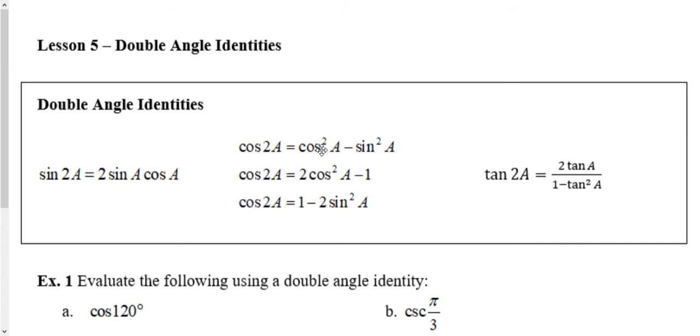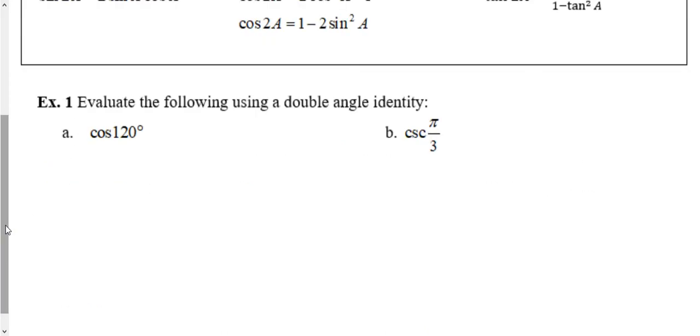This first option is basically just rewriting it in terms of a cos minus a sine, and that's only if you know both values there. The second option is if you only know cos, you might want to write your cos double angle in terms of all cosines. Down here, cos double angle, if you wanted to write it in terms of all sine, you'd use this last option. Right away, let's get into our first example here.